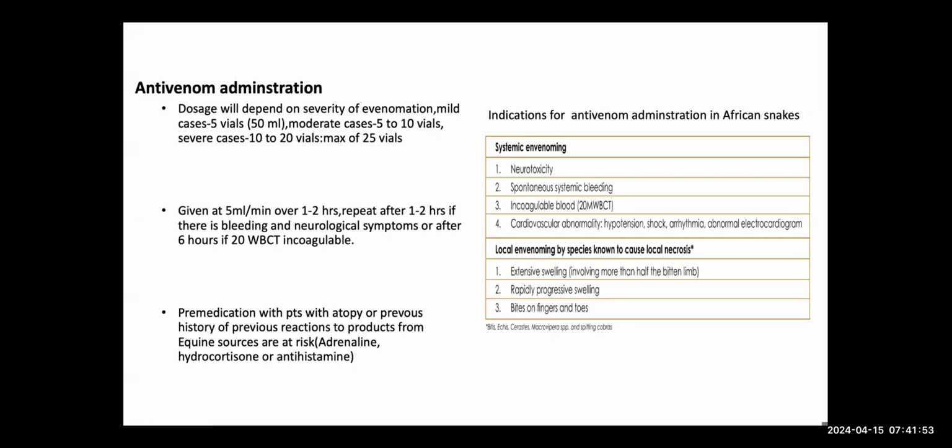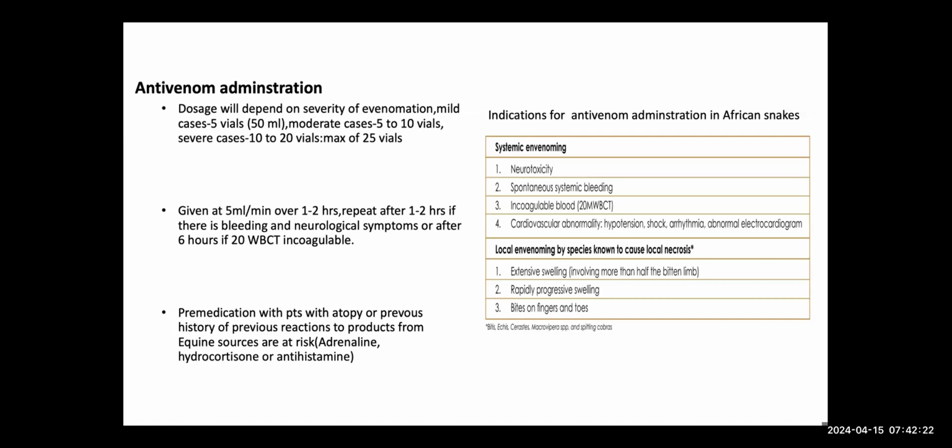The systemic envenomation signs include neurotoxicity, spontaneous systemic bleeding, cardiovascular abnormalities, hypotension, shock, arrhythmia, and abnormal ECG findings. Your local signs of envenomation could include extensive swelling, rapidly progressive swelling, and bites of fingers and toes, because they are end arteries. So that is a sign for anti-venom administration.